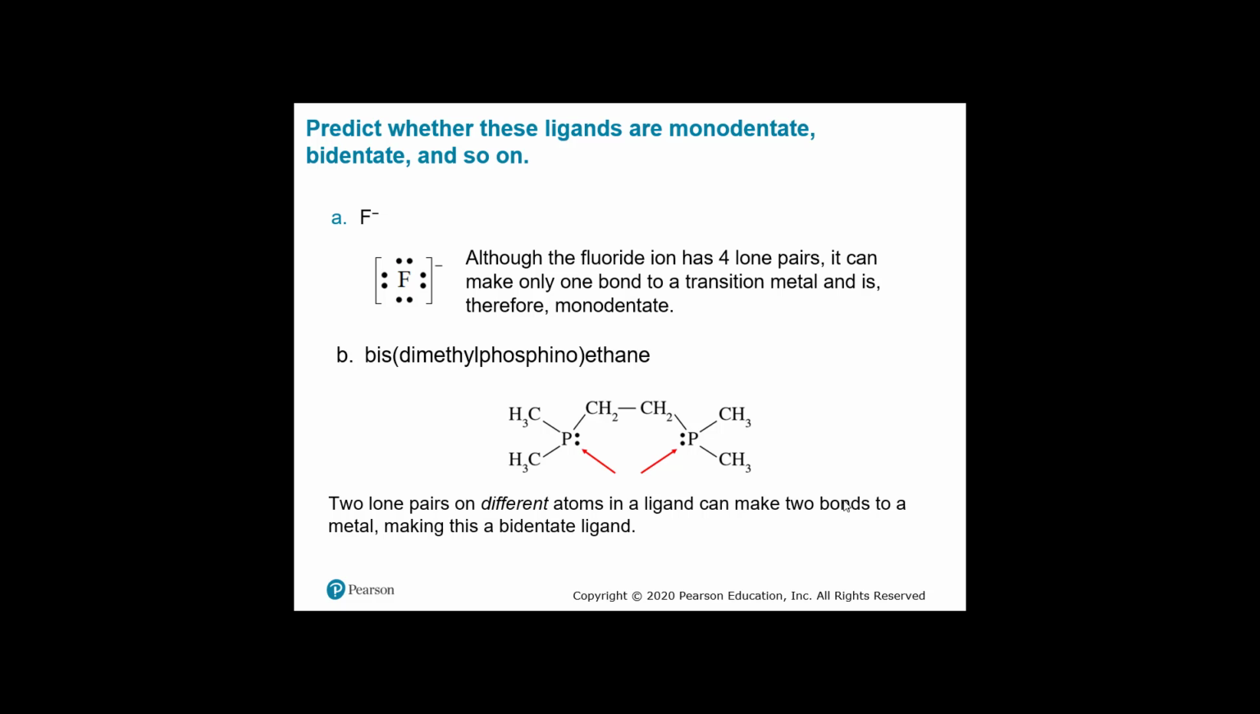So it has 4 pairs of electrons. However, it can only make one bond. So it is a monodentate. So it only bonds in one place to a transition metal. Yet, if we look at this other one, which is bis-dimethylphosphinoethene, and you can see it's pointed out in red arrows that it has 2 lone pairs. So this is a bidentate, and it can bond in 2 different places on a metal ion.